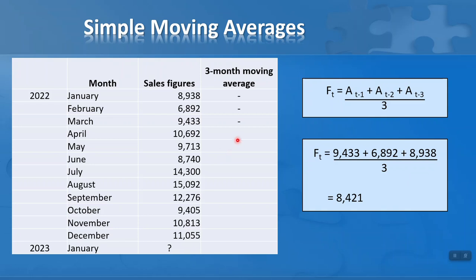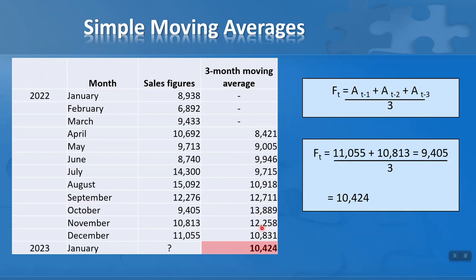So I put that into my table: 8,421. And remember, this is a 3-point moving average. If I wanted to do 4 or 5 points, we'd have to extend the formula to do that. Now I'm going to copy that formula all the way down, so that I've got the same calculations, and each time the t minus 1, t minus 2, and t minus 3 is moving down a row at a time.